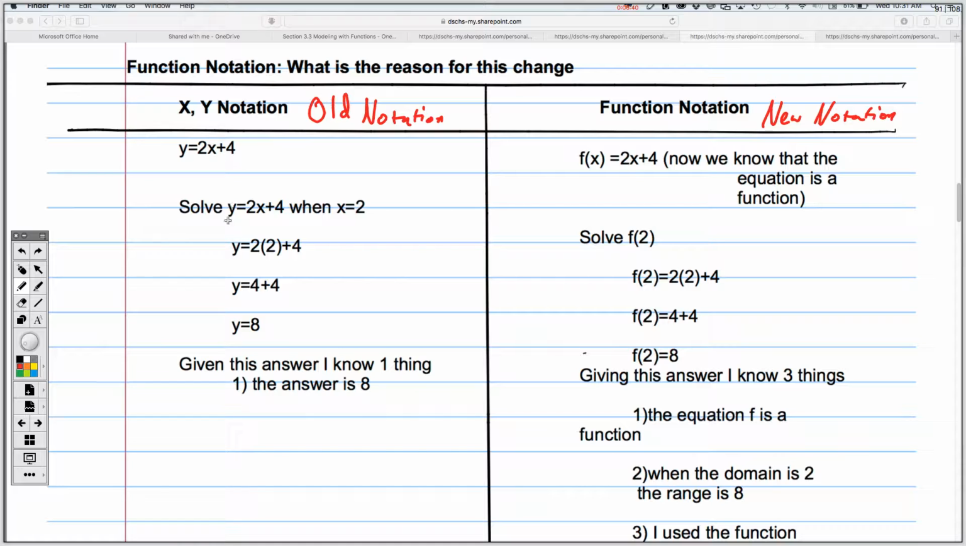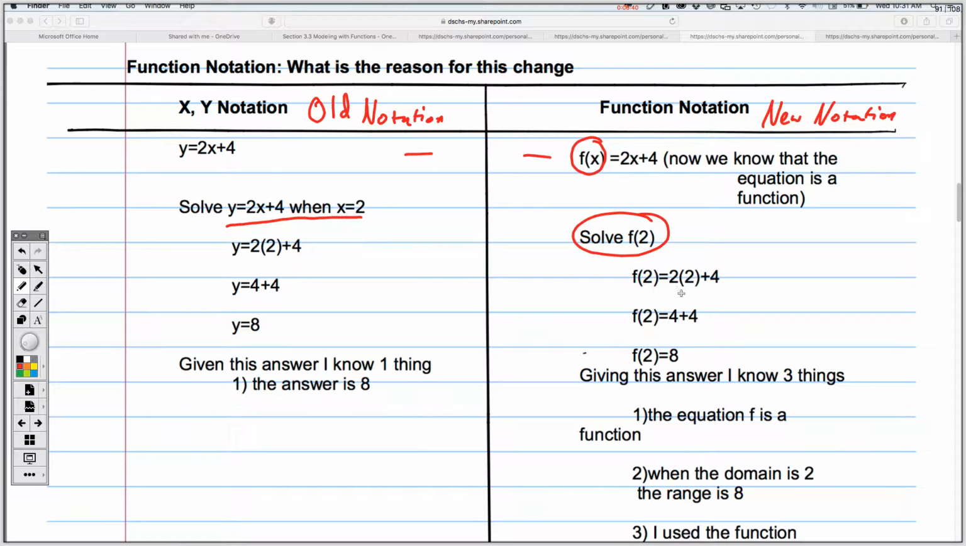All right, so we have y equals 2x plus 4. Solve y equals 2x plus 4 when x equals 2. So compare from line to line. Here we could have written it as f of x equals 2x plus 4. Now we know that the equation is a function. So this f of x part also tells us that it's a function. We don't even have to do the vertical line test. It tells us it passes the vertical line test. So solve f of 2. f of 2 is the same as when I say y equals 2x plus 4, solve for x equals 2. All I have to say here is f of 2, look at what f of x is, and then plug it in.